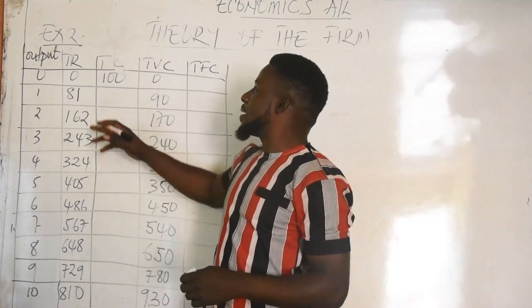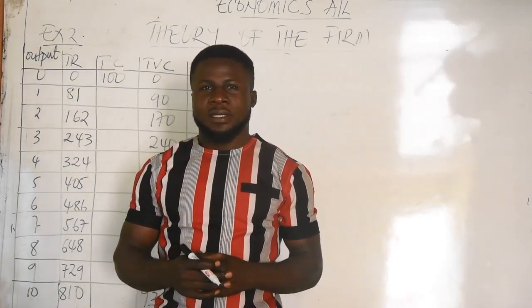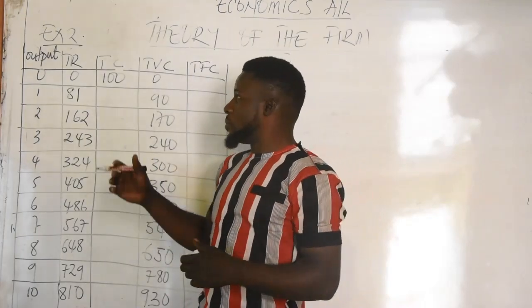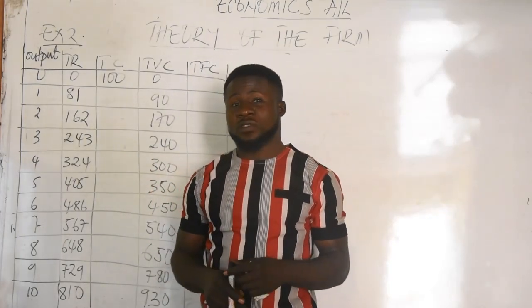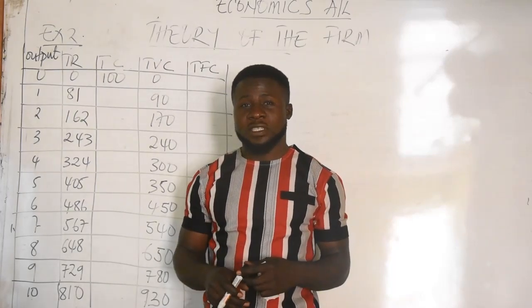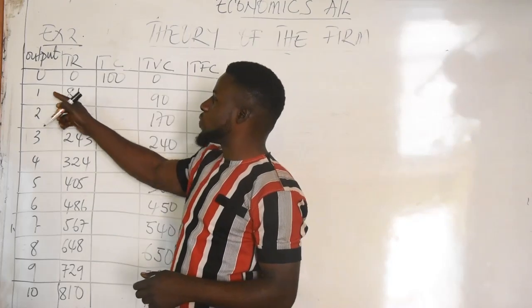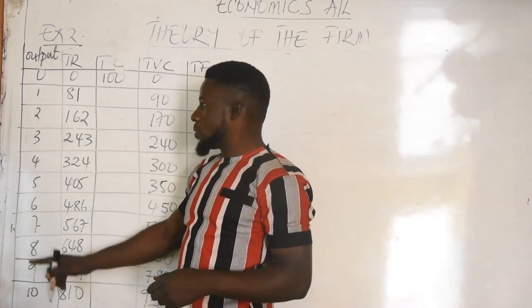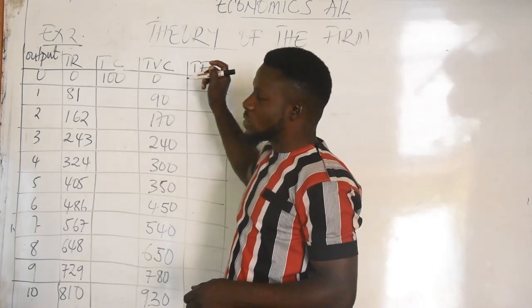We have exercise 2 here, still under profit. It says below is a table, the cost and revenue situation of a hypothetical firm or an imaginary firm. We have output from 0 to 10. We have total revenue, total cost, total variable cost, and total fixed cost.